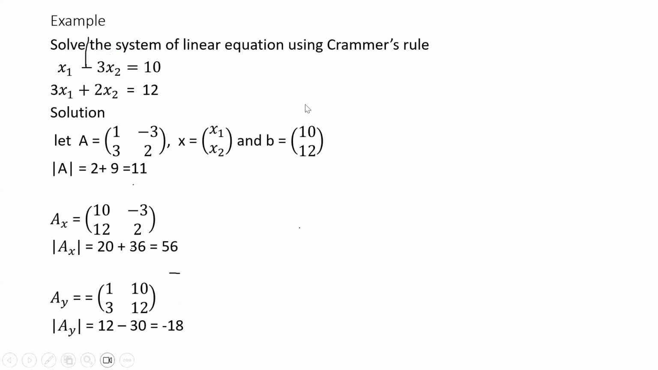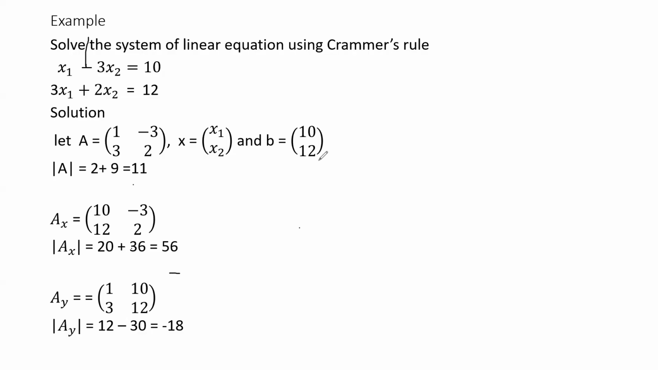Any question? Okay, let's see this. Solve the system of linear equations using Cramer's rule. Here we have x1 minus 3x2 equal to 10, as equation 1. 3x1 plus 2x2 equal to 12, as equation 2. So here let's form the matrix A. So the coefficients of equation 1 are 1 and minus 3, and 3, 2 for equation 2. Can you see it? Our x now becomes x1, x2. And B becomes 10, 12.